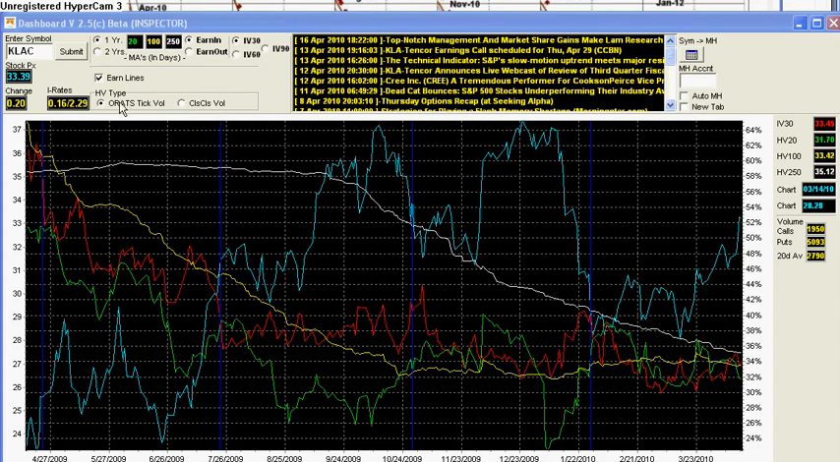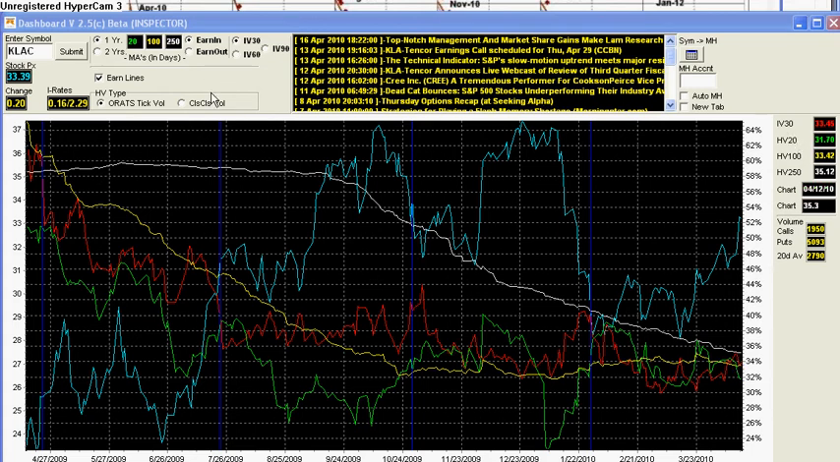And you could click on ORATS tick vol, and you could see the 20-day, 100-day, and 250-day volatilities there. And if you look at the chart here, you can see going back what the volatilities were at different times.